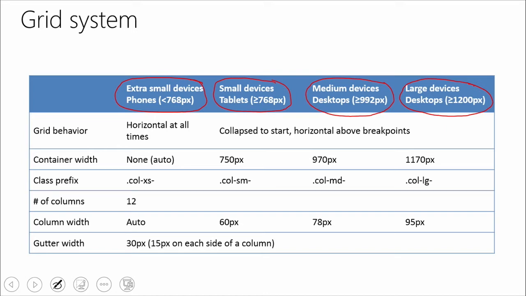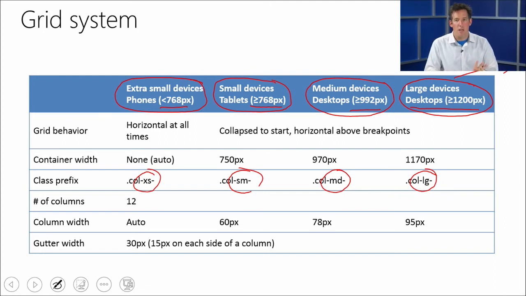Chances are those 4 general device sizes, less than 768 pixels, greater than or equal to 768 up to and including 991, then 992 up to just shy of 1200, and then 1200 and beyond. So this is going to be your extra small, small, medium, and large, respectively. Keep it simple on yourself. Like I said before, typically those 4 sizes will do just fine for you.